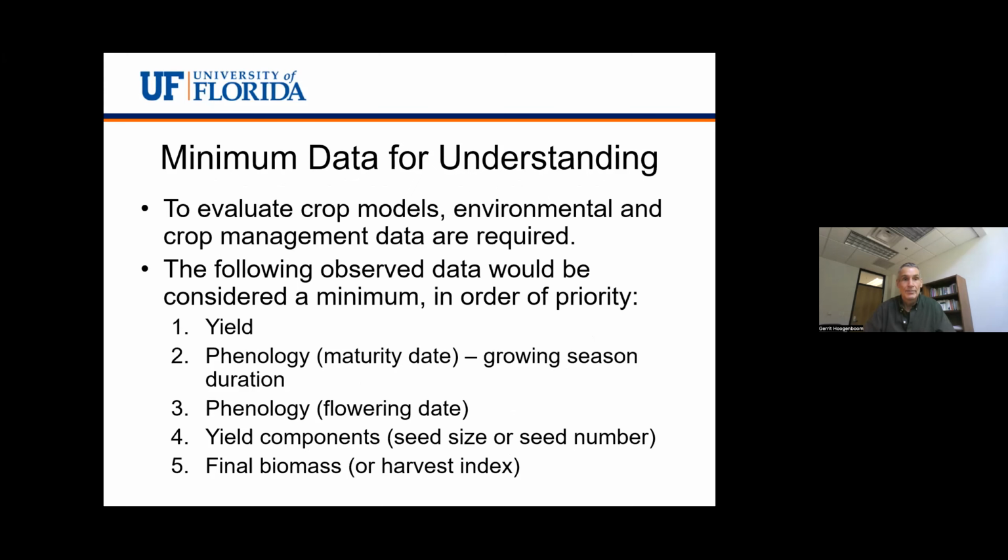So again, go back to the minimum data set for understanding. The minimum would be yield. Then the next one would be phenology, so especially the number of days to maturity to determine the growing season duration. Number 3 would be the flowering date, and looking at the yield components with respect to seed size and seed number, and then also final biomass to help us calculate the harvest index.